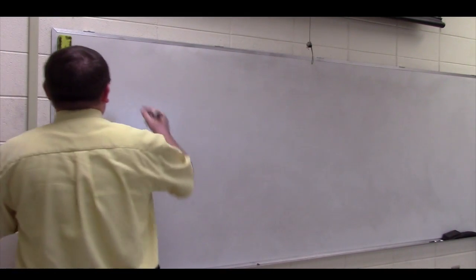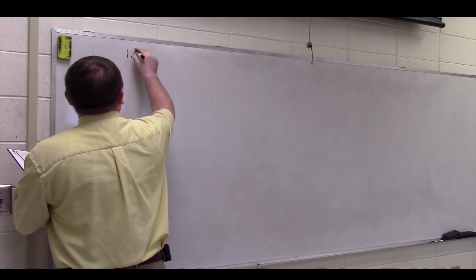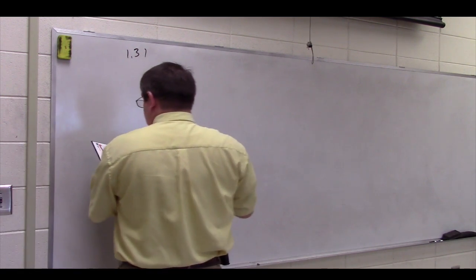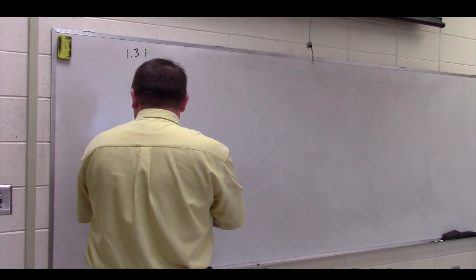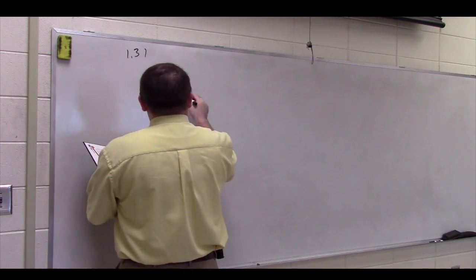We're going to start looking at 1.31, where it says to give the formal charge, if one exists, on each atom of the following molecules.